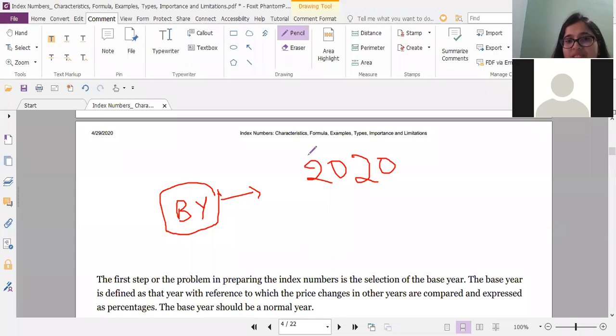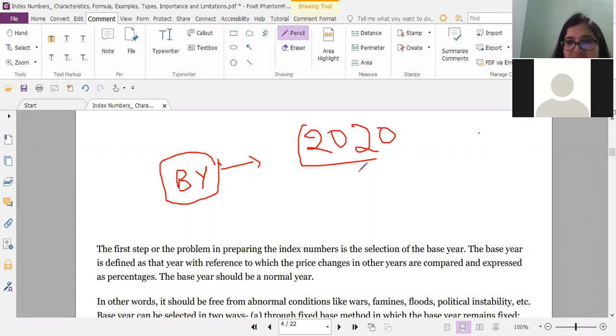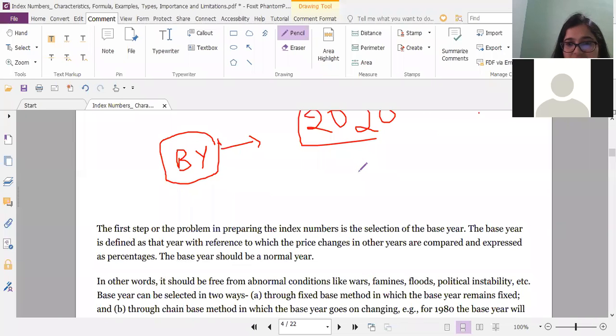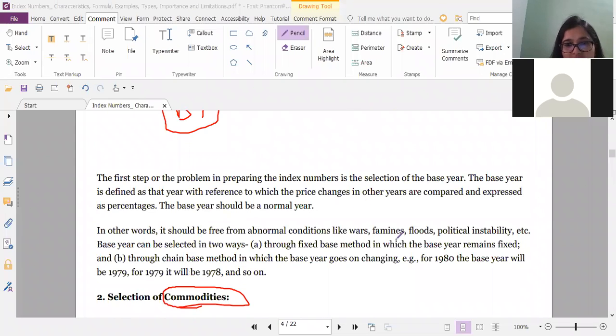So normal year means there should not be any disturbance in the economy. There should not be any disasters, no famine, right? No wars. There shouldn't be any wars or famines or floods or political instabilities, right? If there's any such situation in an economy, in a country, then that year in particular cannot be taken as a base year, right?